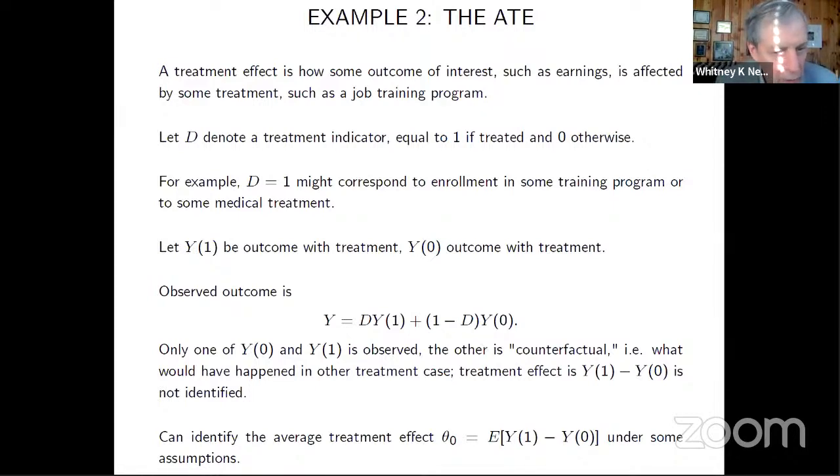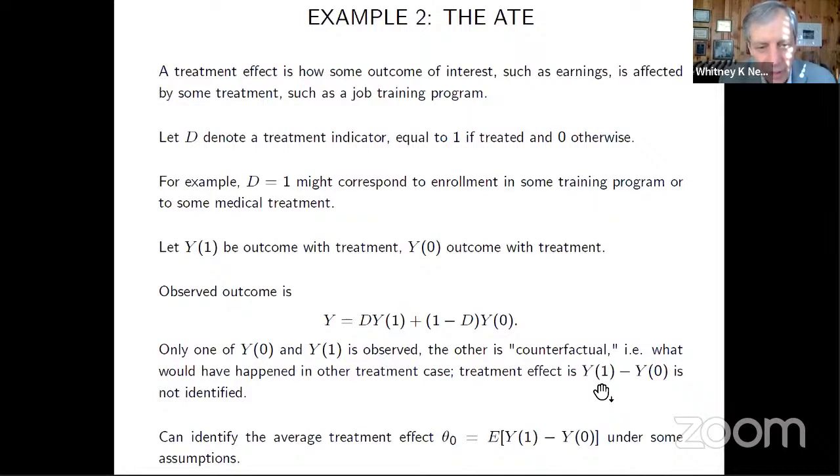A key feature of this model is that only one of Y0 and Y1 is observed. The other is counterfactual, i.e. what would have happened in the other treatment case, okay? The treatment effect for an individual is Y1 minus Y0, and this is never observed, because all you observe for one individual is whether you have Y1 or Y0. So you never observe this for any individual. And so it's not identified.